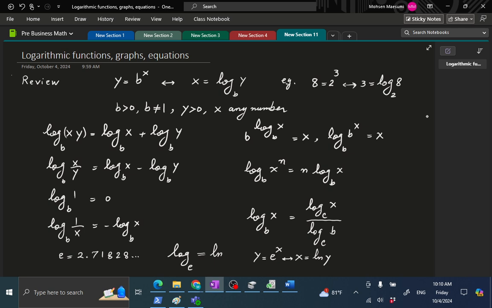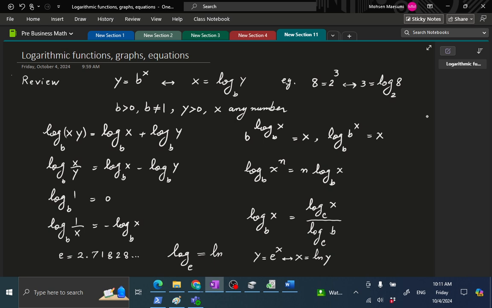What are our limitations here? B better be a positive number, otherwise we are going to be having problem with complex numbers and such. B better be a number other than 1, typically it's larger than 1. Otherwise 1 to power of x is always 1 and it wouldn't be interesting. Y always turns out to be a positive number, but x can be any number. So those are the issues of the domain and range.